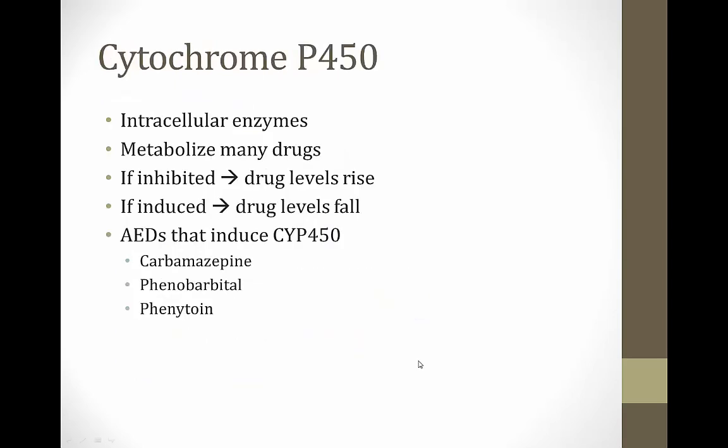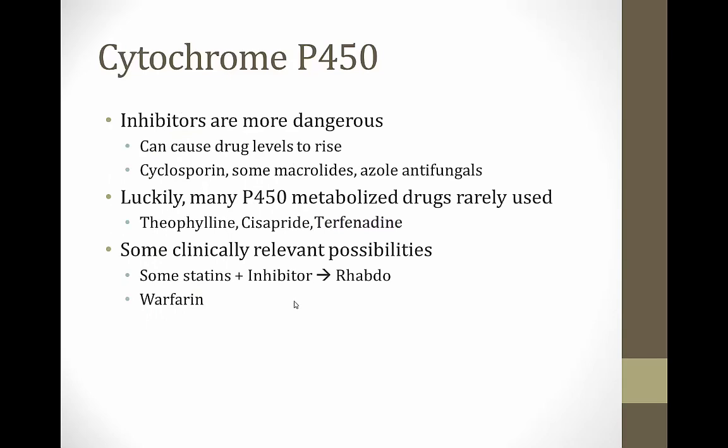So let's talk about cytochrome P450 briefly now. It's a collection of intracellular enzymes, and they metabolize many drugs. So if you inhibit this system, the drugs metabolized by P450 will have their levels rise. If you induce this system, the drugs metabolized by P450 will fall. There are a number of antiepileptic drugs that induce the P450 system: carbamazepine, phenobarbital, and phenytoin. So inhibitors of P450 are more dangerous because they cause drug levels to rise, and some inhibitors are cyclosporin, some macrolides, azole antifungals. I've actually seen a patient on cyclosporin get very sick because the patient was co-administered a statin, and we'll talk about that in a second.